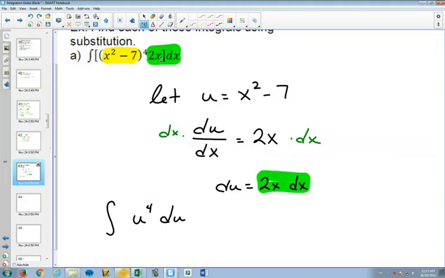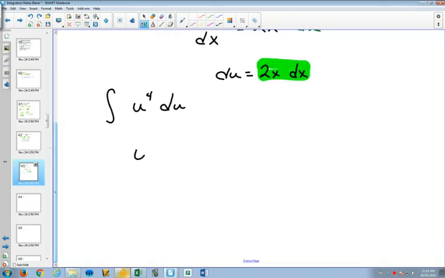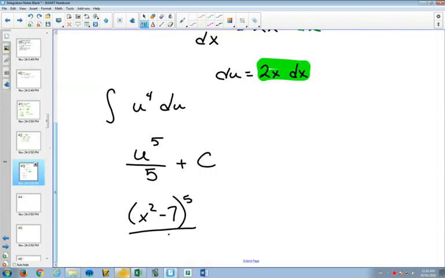And this is a really easy integral to do. Because it's a power rule, what are you going to do? You're going to add 1 to your exponent and divide by that number, plus c. So then you can substitute back. Our u was x squared minus 7, to the power of 5 divided by 5, plus c.